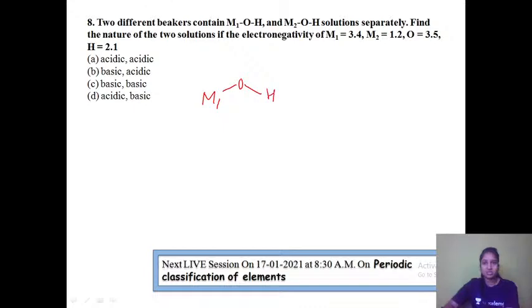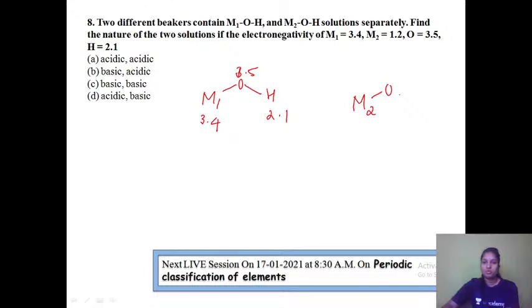Oxygen is more electronegative. The electronegativity of oxygen is 3.5, and hydrogen is 2.1.